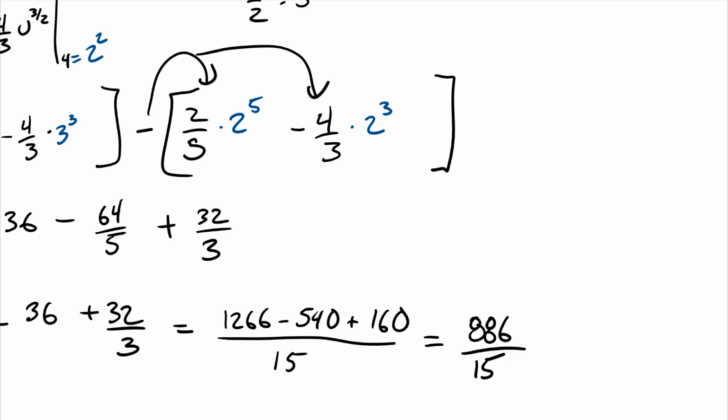Let's make sure that doesn't reduce down. 8 plus 8 is 16. 16 plus 6 is 22. 22 is not divisible by 3. Therefore, we got the answer.